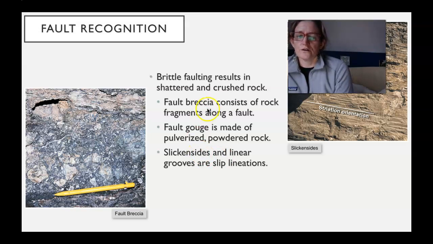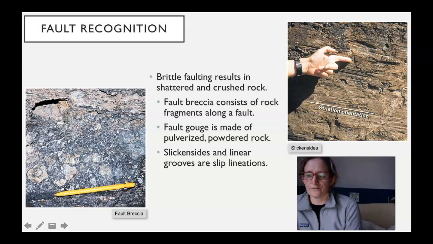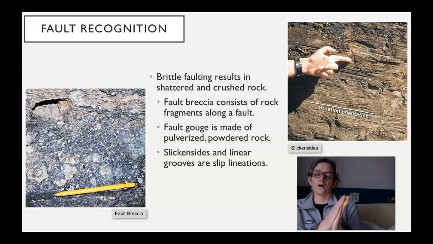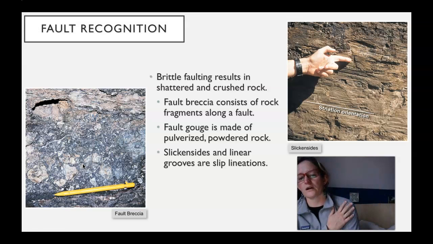Another feature to look for to recognize a fault would be crushing of the rocks right adjacent to the fault along the fault surface, and that would give us a fault breccia, like we see here on the left. If one fault block stretches grooves into another fault block, we can get slickensides. So these are slickensides, and those lineations would tell a geologist which way the fault was moving.